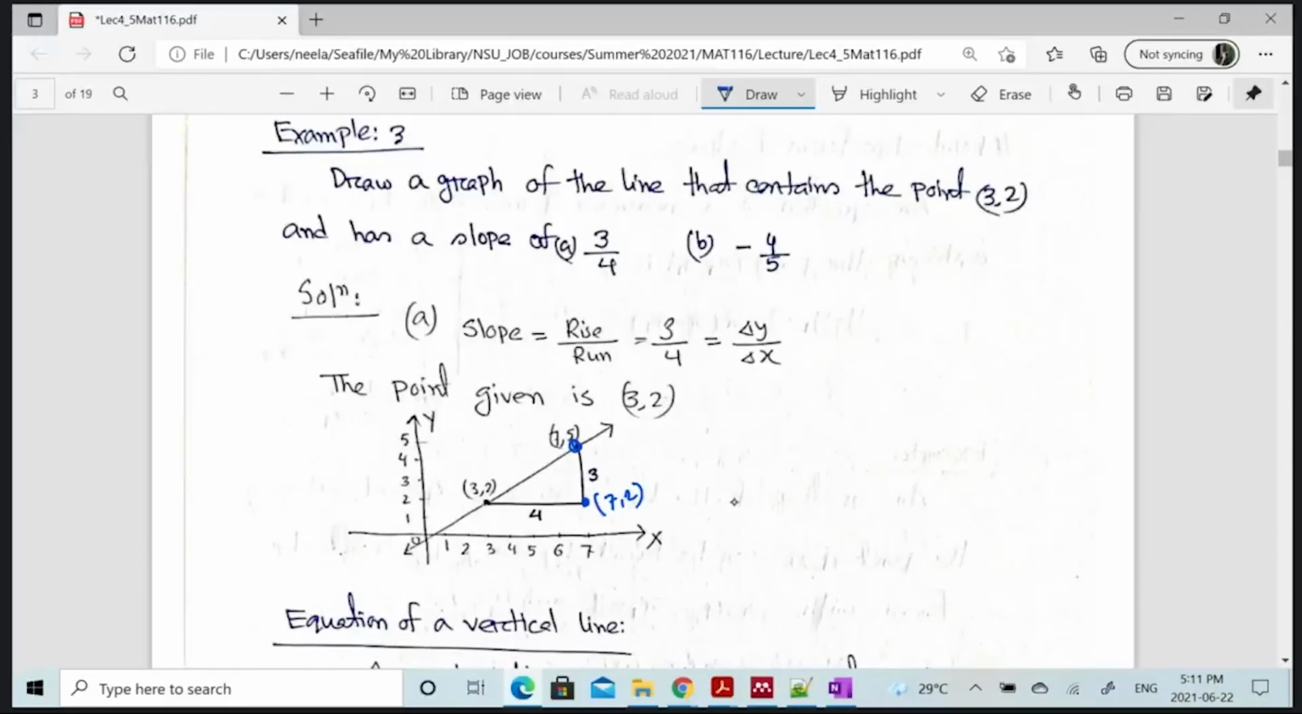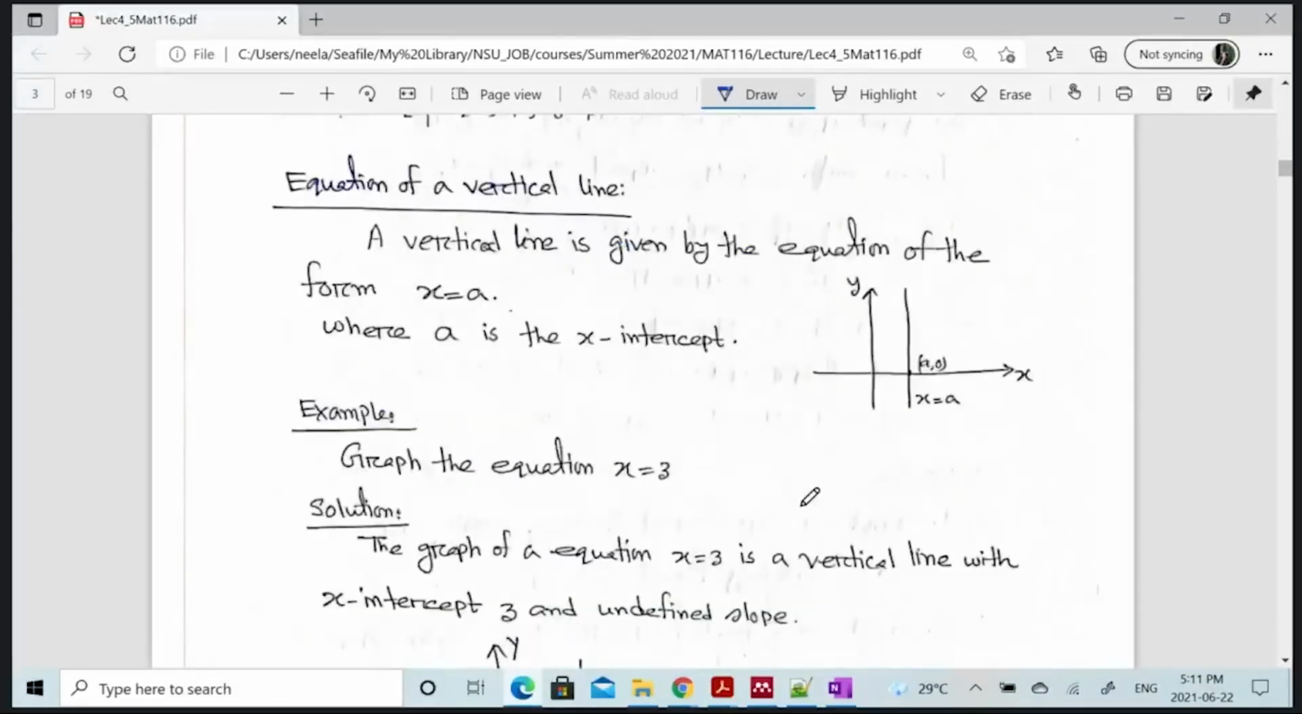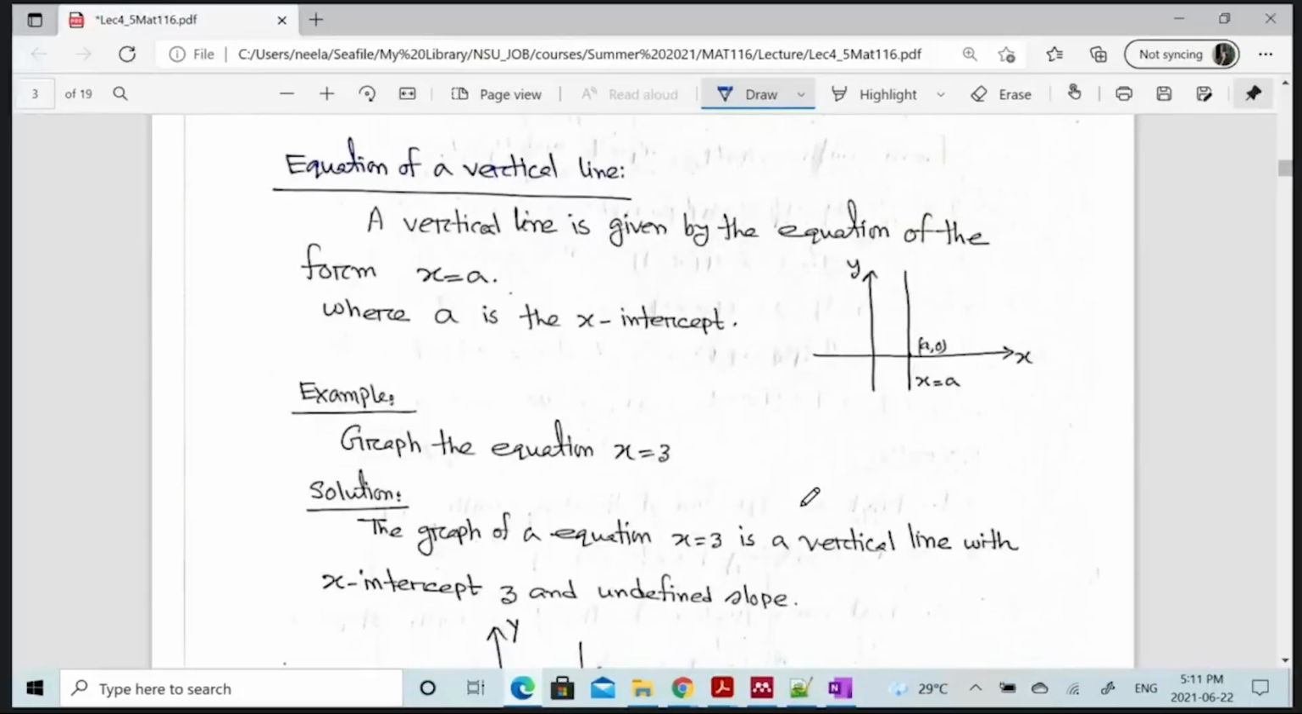That's how by using one point and by using the slope, we can find another arbitrary point on our graph. Is it clear, guys? Yes, ma'am. Okay. Now the equation of vertical line.